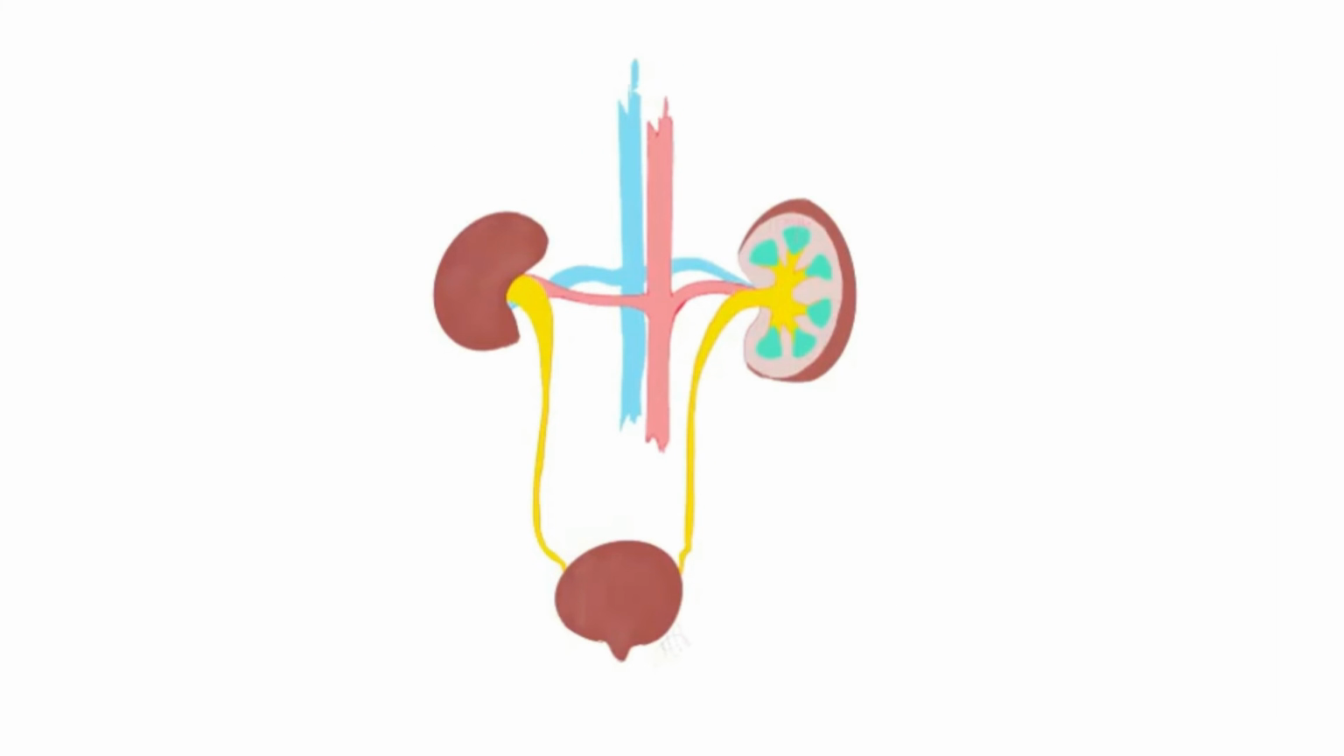Right here, we're just looking at the macroscopic structures of the renal system, that is to say, the ones we can see with the naked eye. We have a right and a left kidney. This left kidney has been sliced through via the frontal plane, or coronal section. So we are looking at the internal aspect of that left kidney, and we'll talk about the different regions within the kidney subsequently. Right here is the urinary bladder.